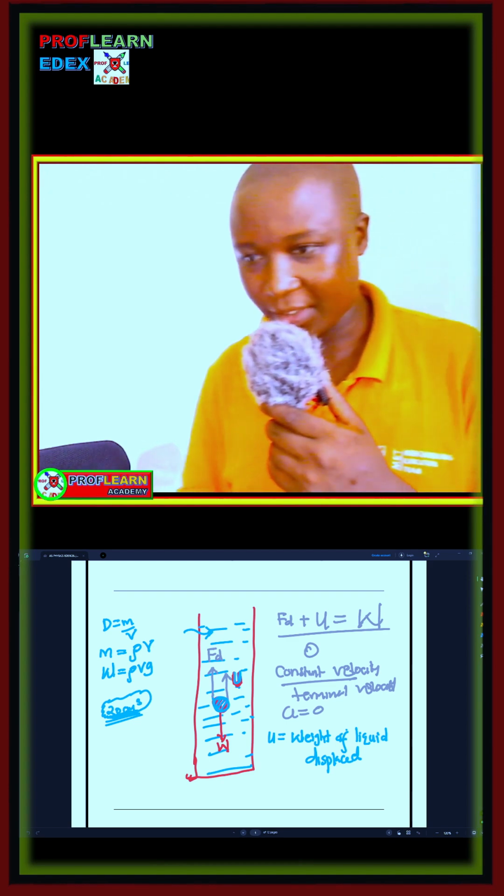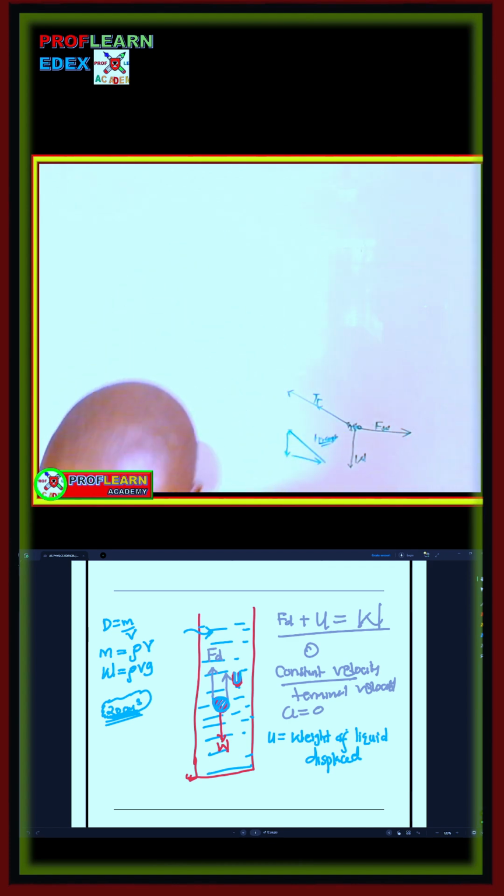To work out the mass of the liquid, remember density equals mass over volume, so mass will be density times volume. Then the weight will be the density of the liquid times the volume of the liquid displaced times the gravitational field strength, g, which is 9.81. So upthrust equals the weight of the liquid displaced. That is exactly what you ought to know at that given point.